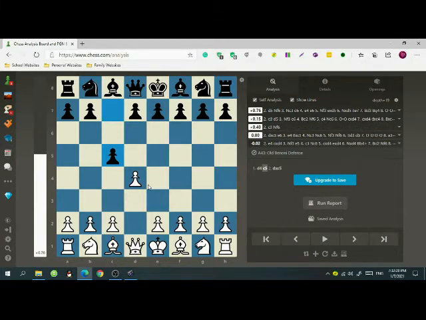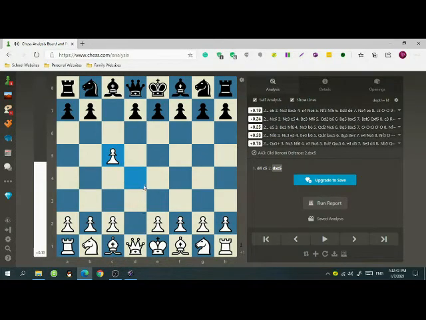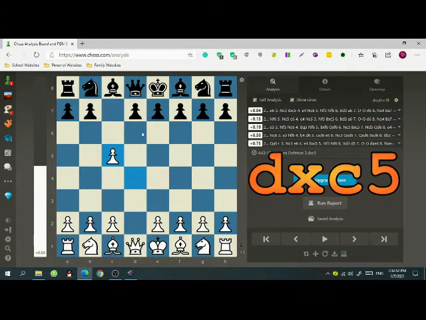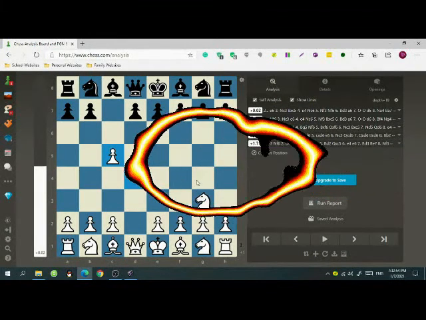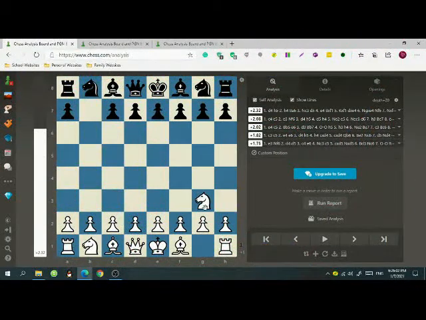If a pawn captures, we write the file it was at, then an X, which means capture, then the square that the pawn has landed on. Here is an example. The pawn was at the D file when it captured the black pawn on C5. This move would be recorded as dxc5.